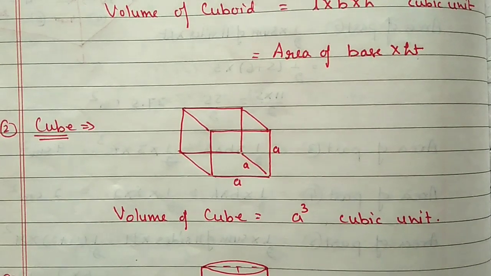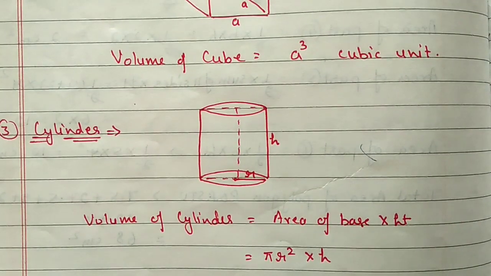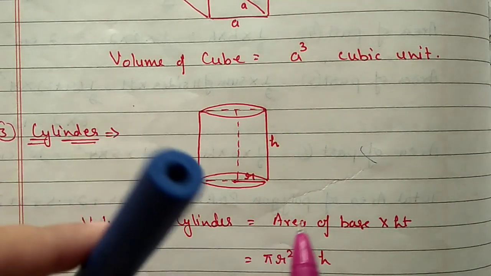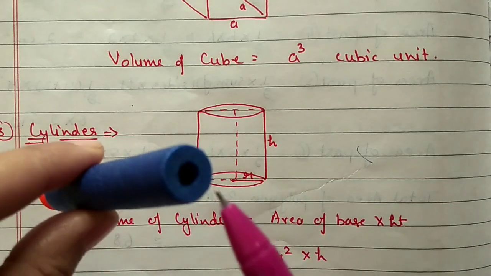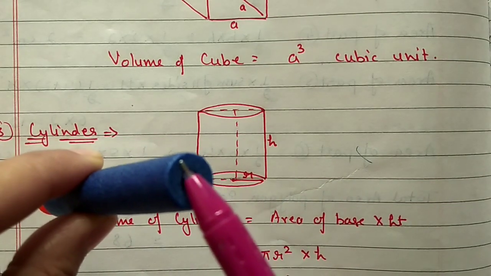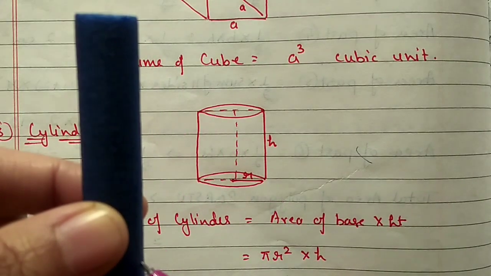Then next, third solid we have cylinder. Cylinder is in the shape of like this. Sometime it will be a hollow cylinder or a solid cylinder or like this ring shape. So this base will be in the shape of circle, and this we will call the height of cylinder.